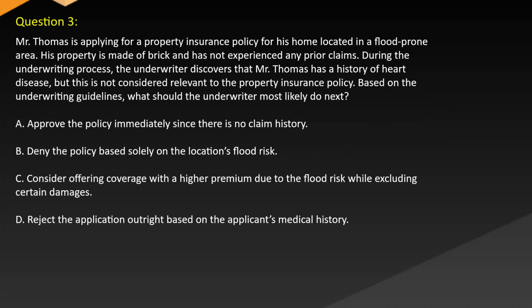Mr. Thomas is applying for a property insurance policy for his home located in a flood-prone area. His property is made of brick and has not experienced any prior claims. During the underwriting process, the underwriter discovers that Mr. Thomas has a history of heart disease, but this is not considered relevant to the property insurance policy. Based on the underwriting guidelines, what should the underwriter most likely do next?